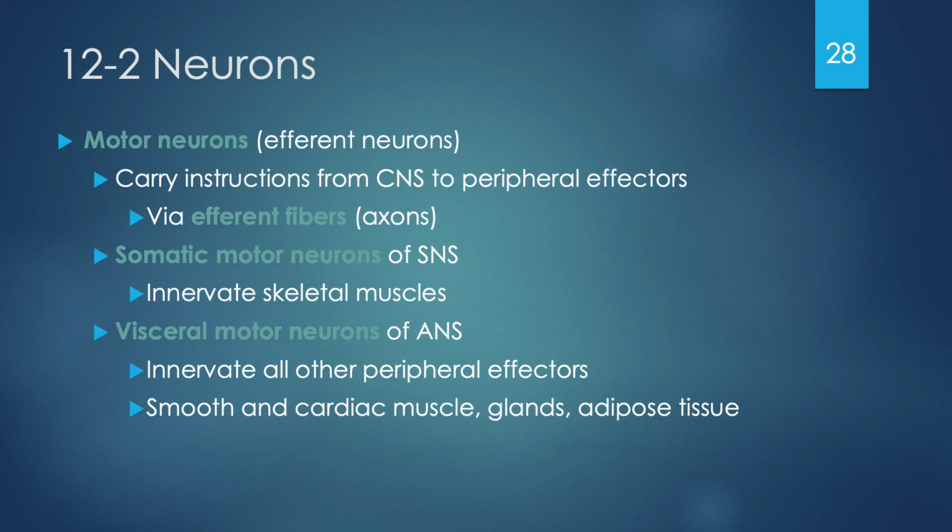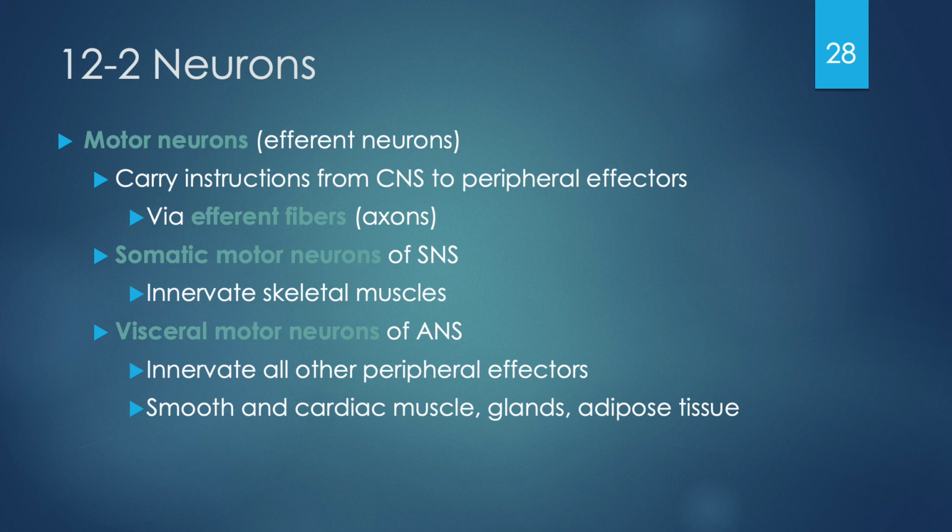Now, motor neurons, these are the efferent neurons. So remember, sensory afferent, motor efferent. The motor neurons are going to carry information from our central nervous system, the brain and the spinal cord, out towards the peripheral effectors so that something can happen. So they'll be carried by efferent fibers, right? Because they're efferent neurons. So the efferent fibers have axons that carry this information.